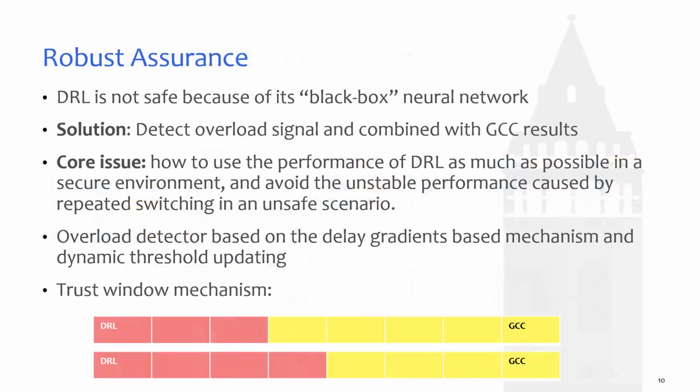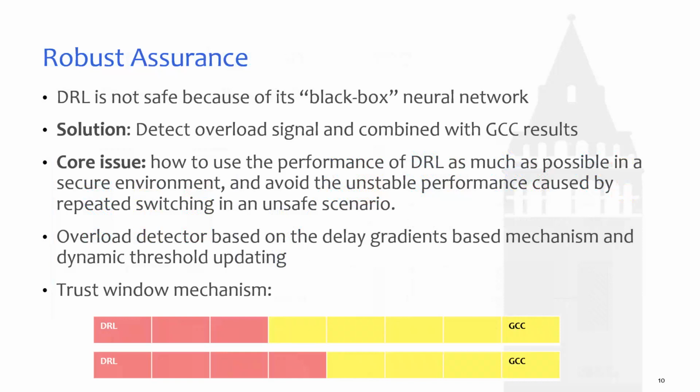DRL is not safe because of its black box neural network. It may have unstable performance under the condition of inconsistent training environment and operational environment. Our solution is that we detect the overload signal or the unsafe signal and combine the DRL result with the GCC result. The core issue now becomes how to take advantage of the performance of DRL as well as avoid the unstable performance. We use an overload detector, which is based on the delay gradient mechanism and dynamically updates the threshold. This design has similar implementations in both the standard version of GCC and ONNR.